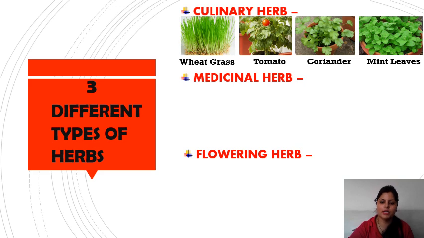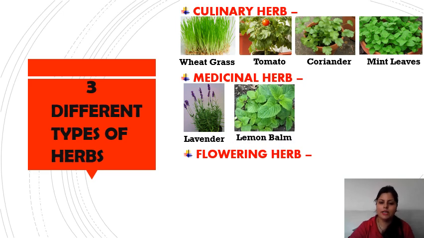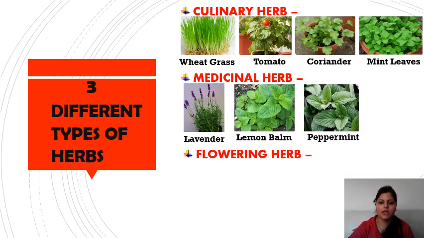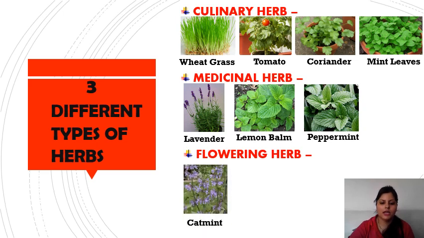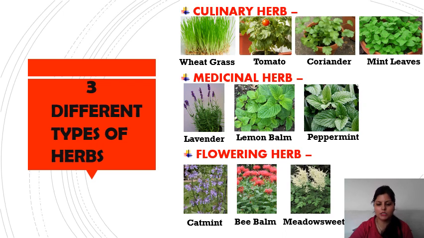Next one is medicinal herb. So what are medicinal herbs? Lavender, lemon balm and peppermint. So this type of herbs are used in medicines. And the next one is flowering herb. Catmint, bee balm, and the last one is meadowsweet.